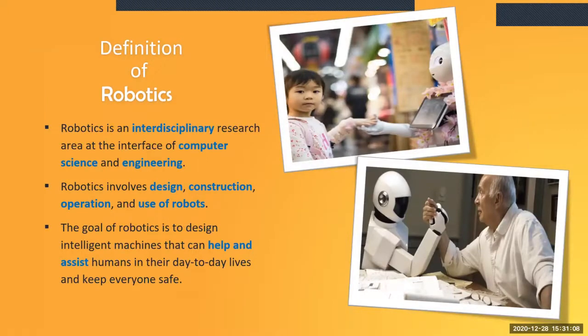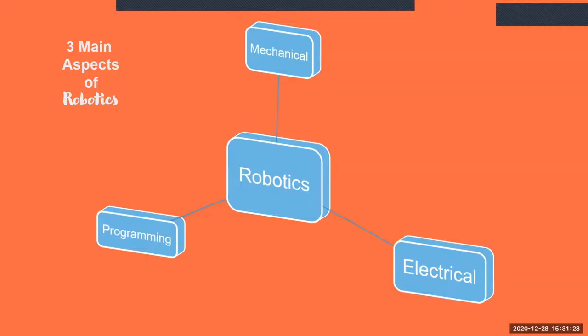Robotics is an interdisciplinary research area at the intersection of computer science and engineering, and it involves the design, construction, operation, and usage of robots. The main goal of robotics is helping and assisting humans in their daily lives and keeping everyone safe. There are three main aspects of robotics. The first one is electrical, the second one is mechanical, and the third one is programming.